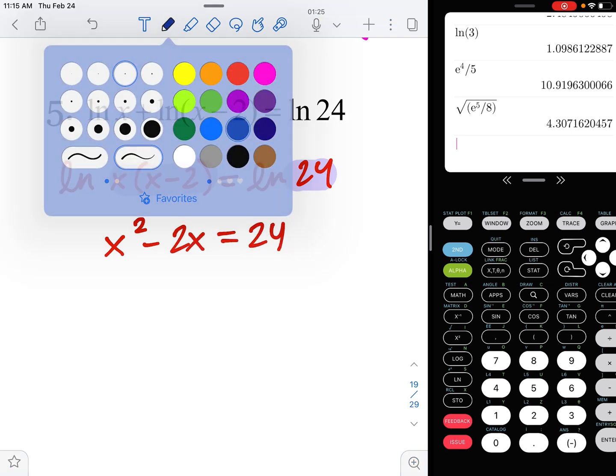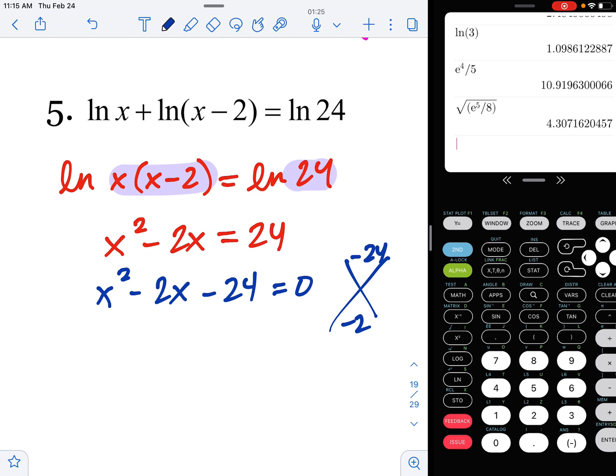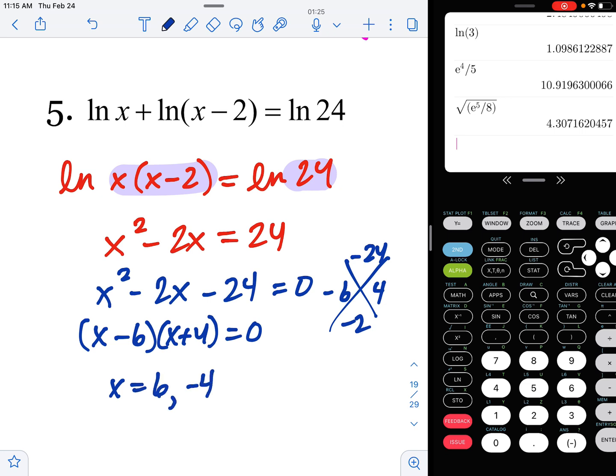And then remember, at this point, we have a quadratic. Whenever you have a quadratic, you have to set it equal to 0, factor, and solve. So we'll have x squared minus 2x minus 24 equals 0. And this is where we do the little x. We're looking for numbers that multiply to make negative 24 and add to make negative 2, and that would give us negative 6 and 4. So we have x minus 6, x plus 4, which tells me that x equals 6 and negative 4.